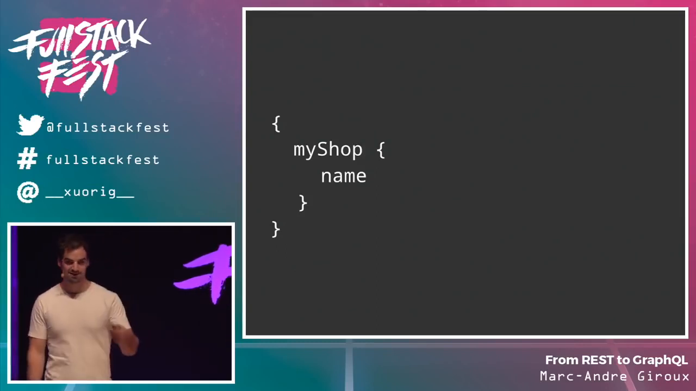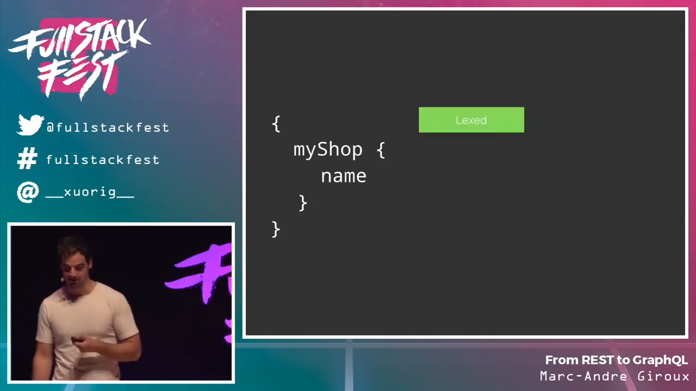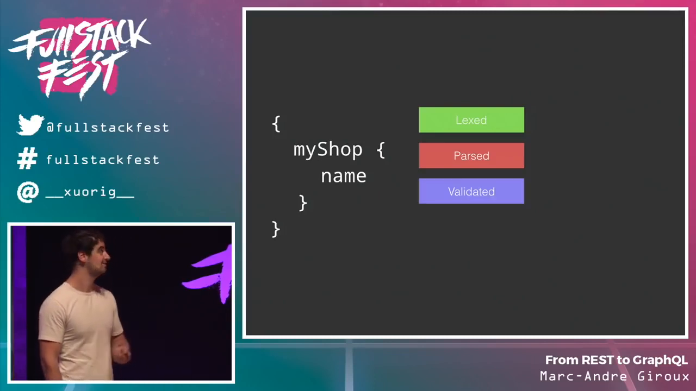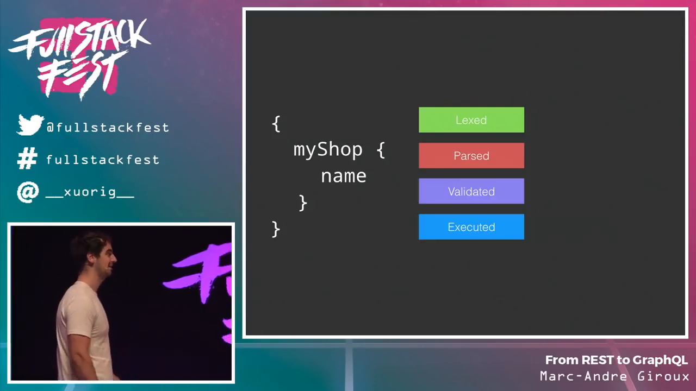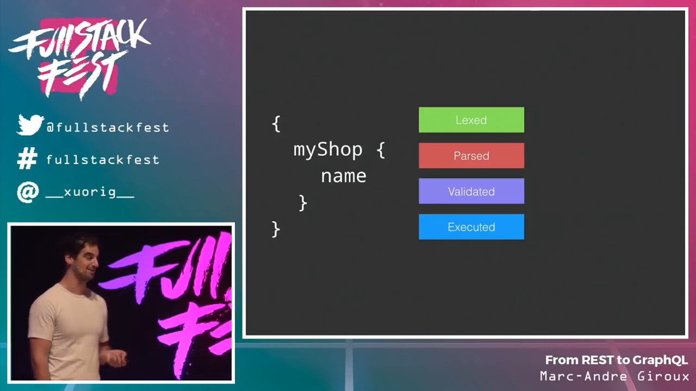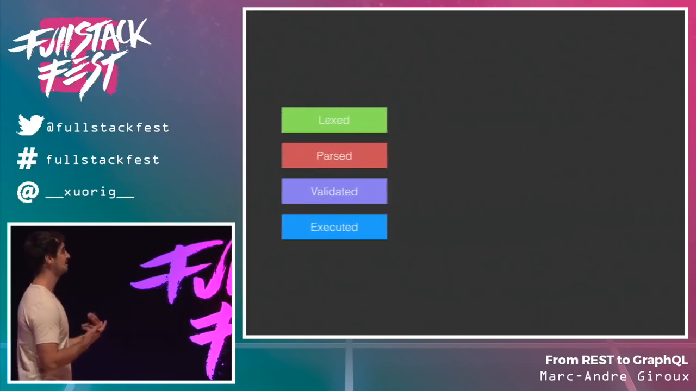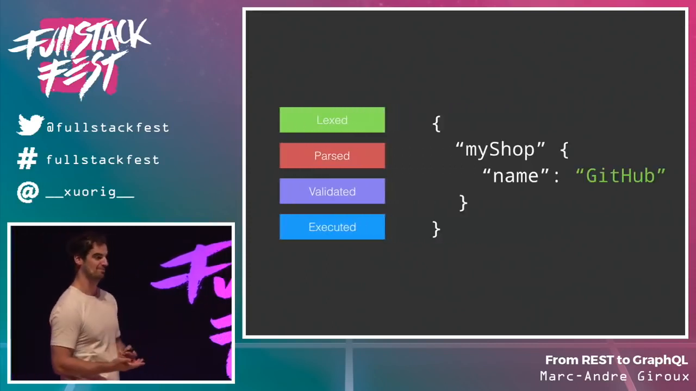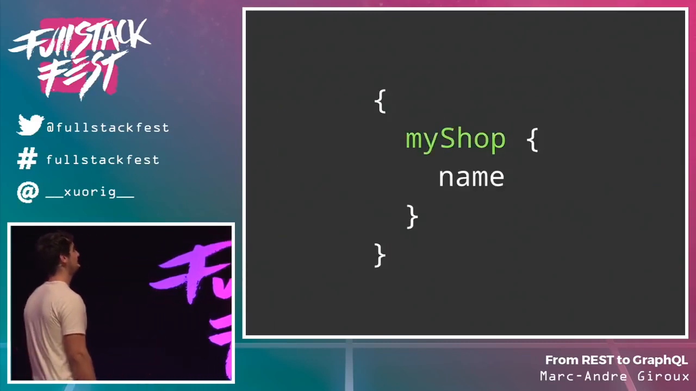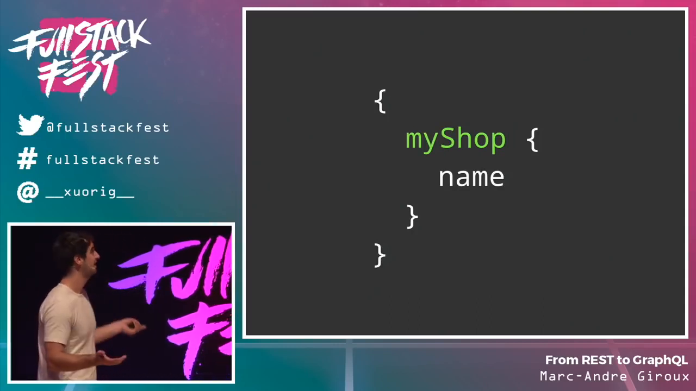So when I send that query to a GraphQL server, what happens? Well, it's like any other language. It's lexed, it's parsed, it's validated, it's executed, and we get a nice response. And the response format is pretty interesting because it follows the exact pattern that you request, right? It's just JSON with the same shape as your request. That's pretty cool.